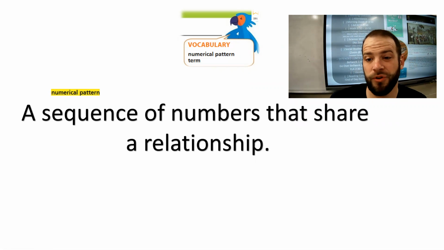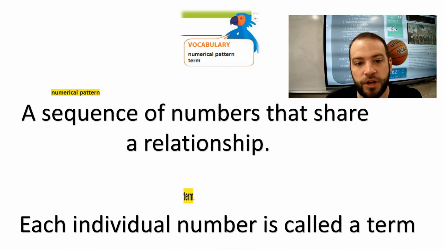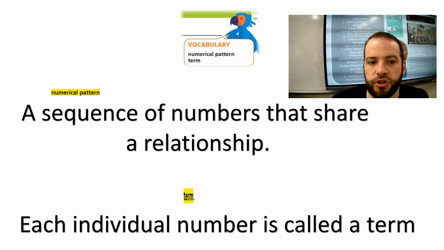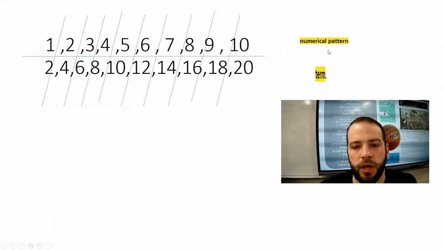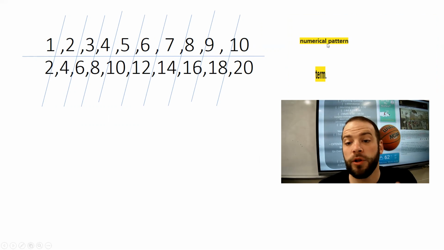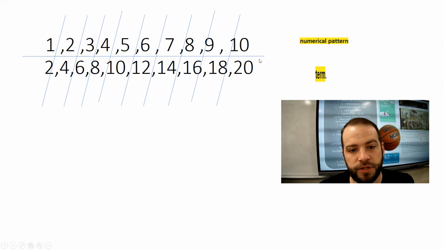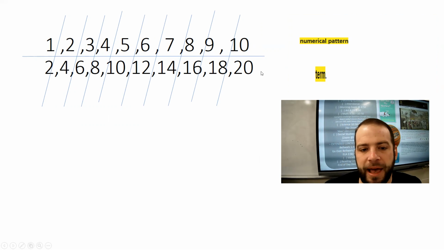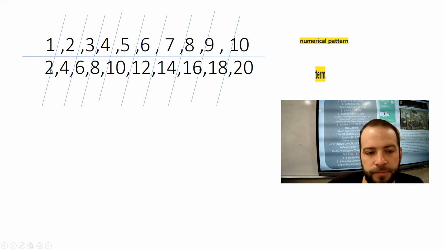And then the word term, it's very simple. All a term is, is that actual number. So a number in that group of numbers is just called a term. So let's look at this for example. The numerical pattern, we have a sequence of numbers here and a sequence of numbers here. So this group has its own pattern, and this group has its own pattern. This pattern is different than this pattern.